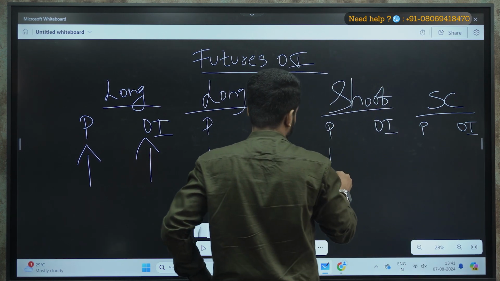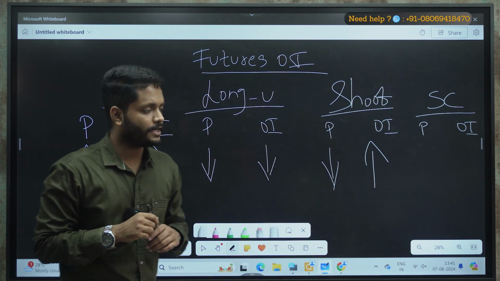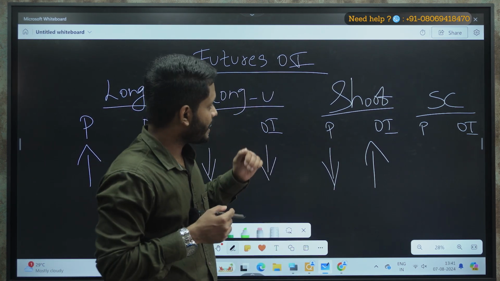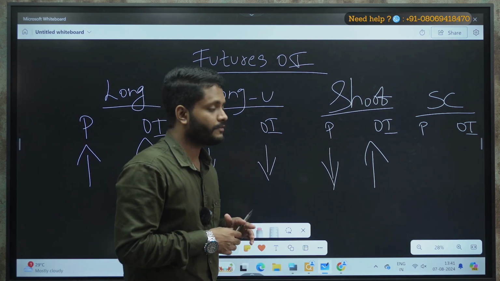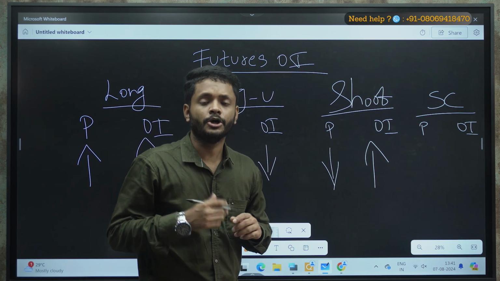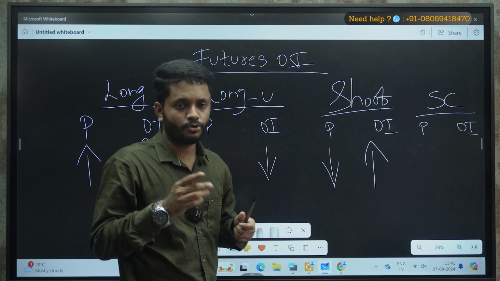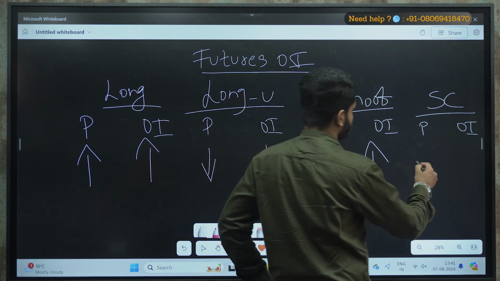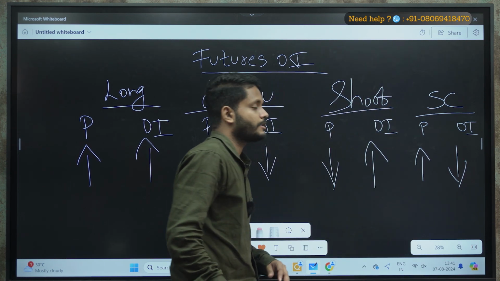Now what is short build up? Whenever there is a short build up, the price is definitely going to go down because people are expecting it to drop. So the price will drop and fresh short contracts are being initiated, correct? Whenever you short, you don't have the futures contract, but you create a fresh short position. So open interest goes up and the price is bound to drop down. Now what is short covering? Short covering: price goes up and open interest comes down.